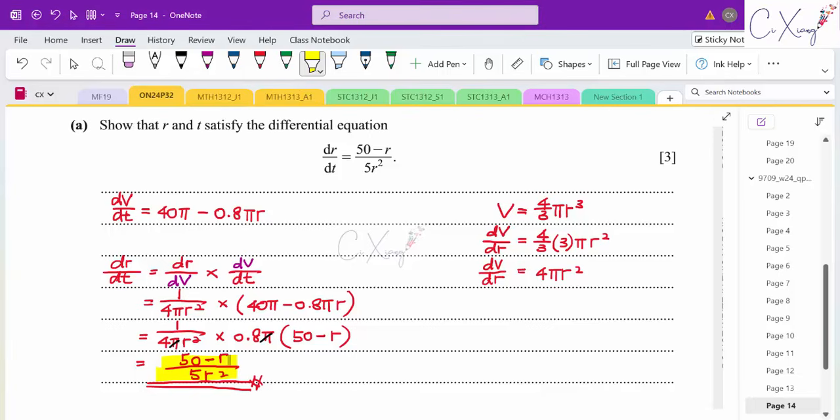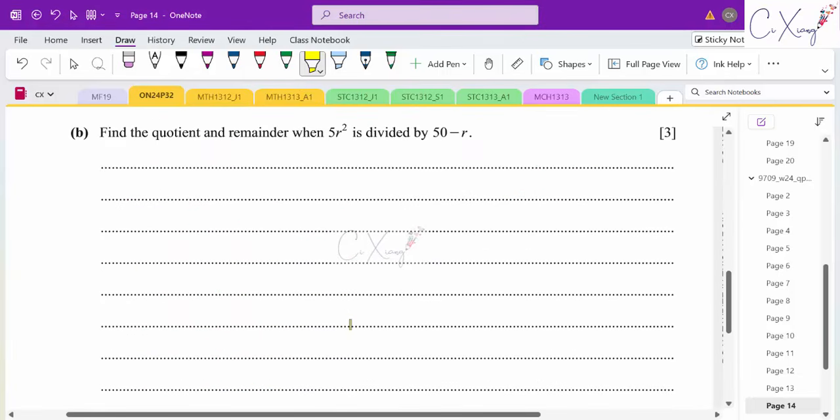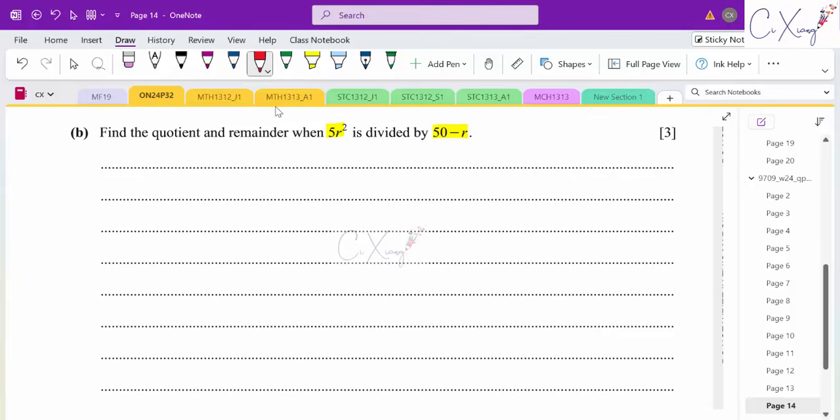Okay, so let's continue to part B. Find the quotient and remainder when 5r squared is divided by 50 minus r. So to get the quotient and remainder, what I want to do is I try to use a long division. There are many ways that you can find the quotient and remainder. You can use the comparison method also if you want. For me, I still prefer the long division here.